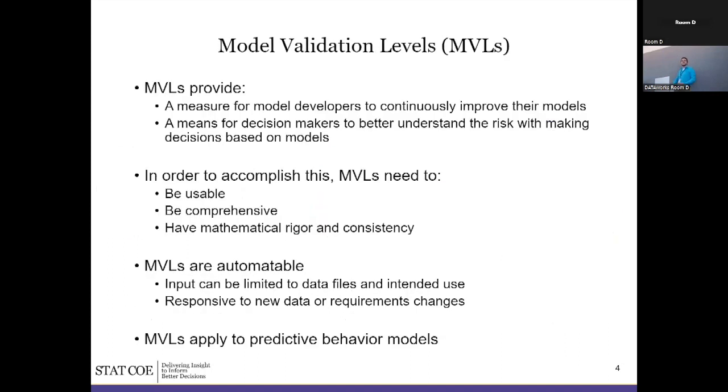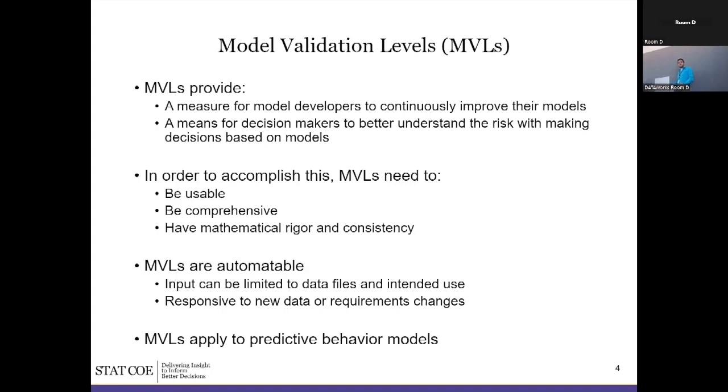Okay. So we've talked about validation in digital engineering and how we need to assess it. So now I want to bring up what our paradigm is: model validation levels. So what are they? Well, first off, what do they need to provide? They are a measure for model developers to continuously validate systems, right? We don't want a one-off check mark, but models evolve just as systems evolve, just as the mission evolves. So we need a continuous paradigm to assess our models.